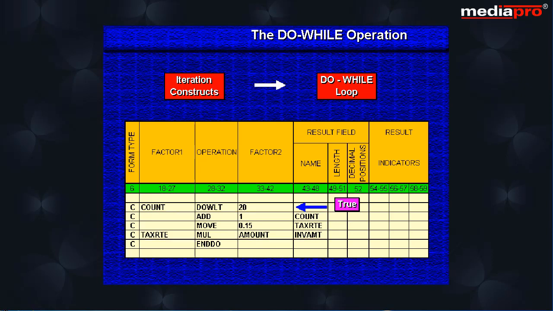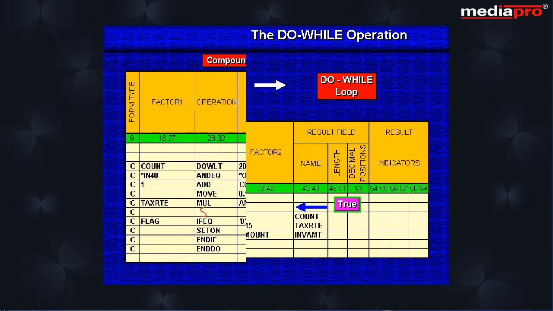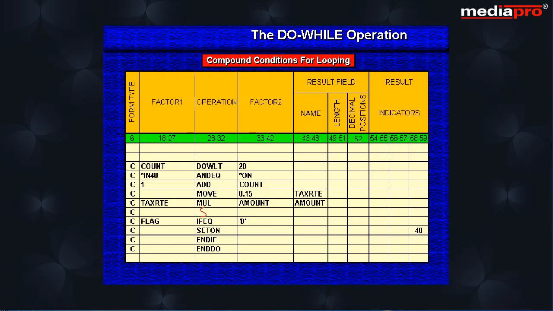These statements will be executed continuously until the condition becomes false. With a do-while condition, the condition is first checked and the statements executed only if the test is successful. You can also have compound conditions for looping.